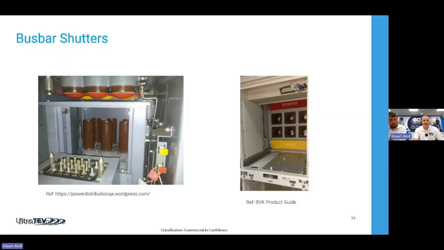So in this case, I've got a couple of example pictures. So this is a vertical racking switchgear type. So you've obviously got your 6 bushings there, and your 6 spouts. One side will be connected to the bus bars, and the other side will be going to the circuits.